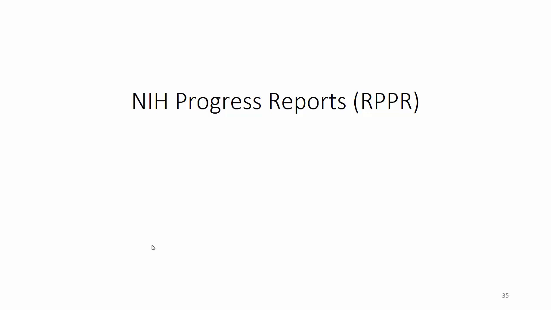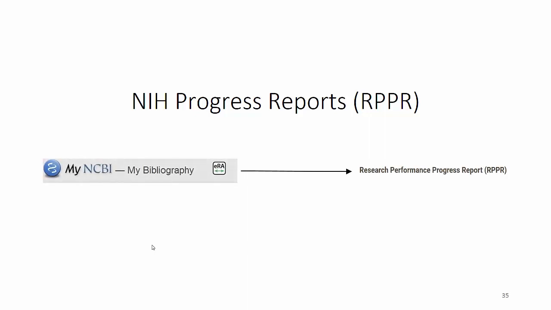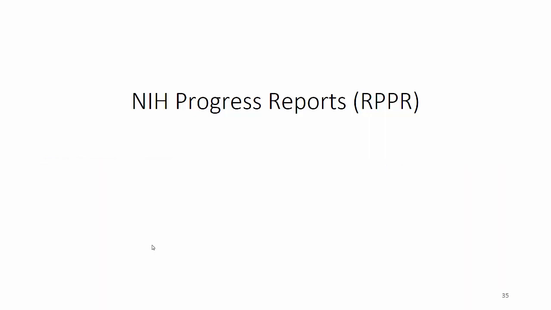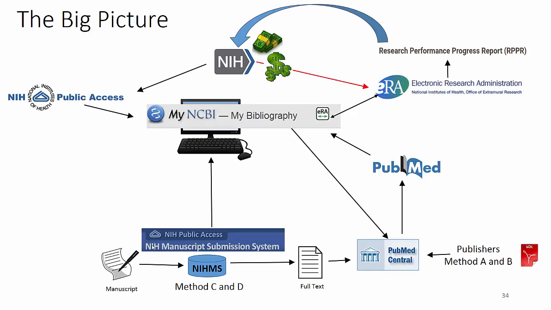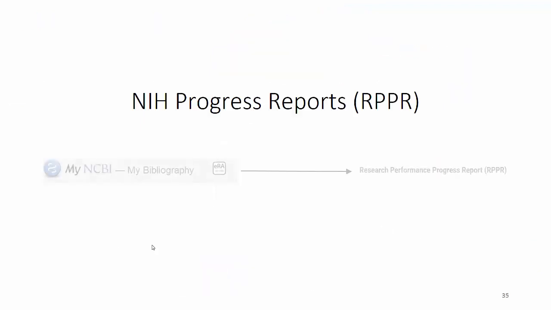All right, so let's go ahead and tie everything together, all the information that Karen gave us. We were just looking at the big picture, and right in the middle of that big picture, actually I'll go back, is the My NCBI, My Bibliography, and see that double arrows, it goes up to the eRA Commons, and then that feeds into the RPPR.